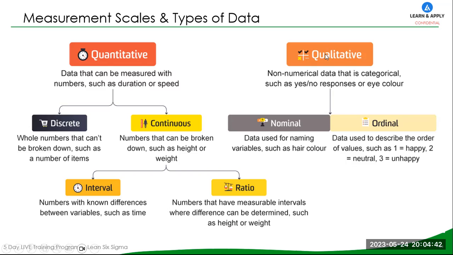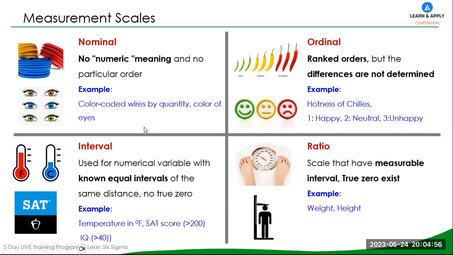Now, what is qualitative? As the name indicates, it does not have any number. It is nominal data and ordinal data. What exactly is this? Let's go into the detail on the next slide, so you'll have more clarity on that.